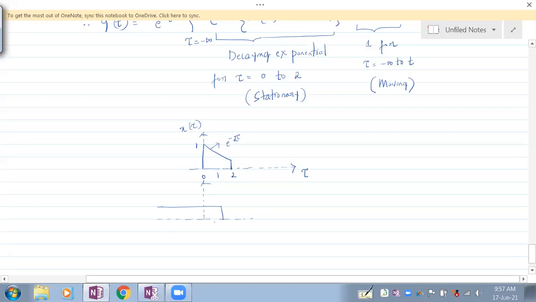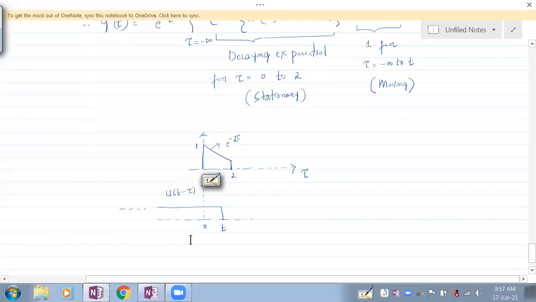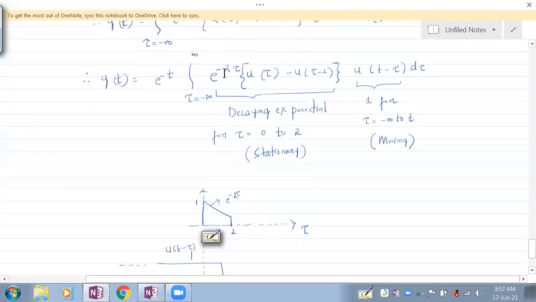Is this? This is u of t minus tau. Fine. So this is how the things are going to look. Or let's not name this as x of tau, it would be wrong. This is the stationary signal, and this is the moving signal. Let's just understand that. And this is the stationary signal, which is e power minus 2 tau from 0 to 2. So that is this signal.